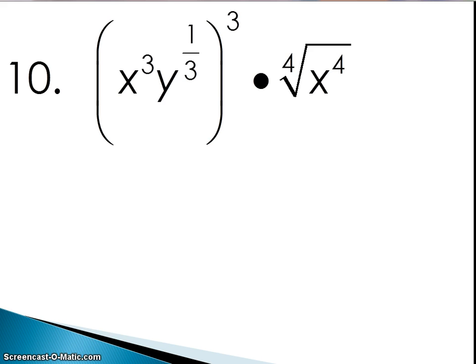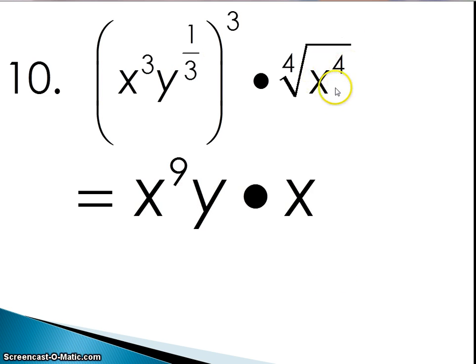So at first this problem is intimidating. Some of you may want to quit or give up. But you've got to take a little bit of it at a time. So let's start with this first part. Let's take care of this 3. Everybody inside this parentheses gets the 3. So power to a power, we multiply. Power to a power, you multiply.